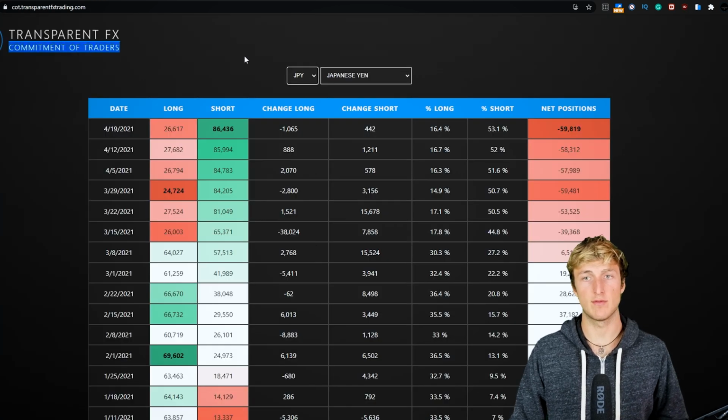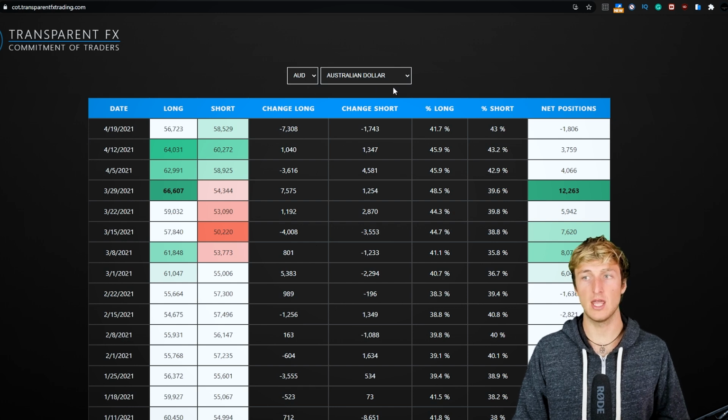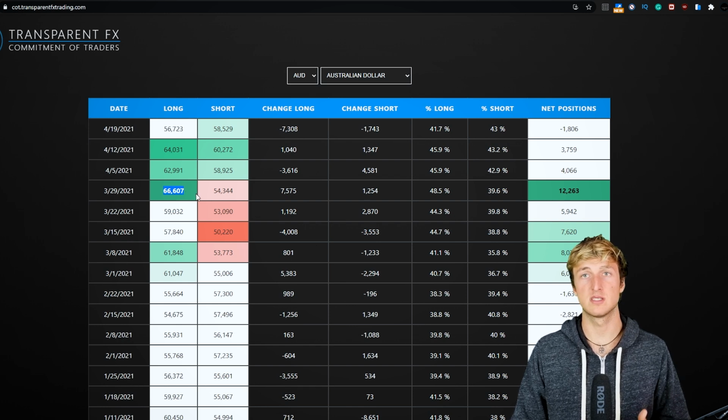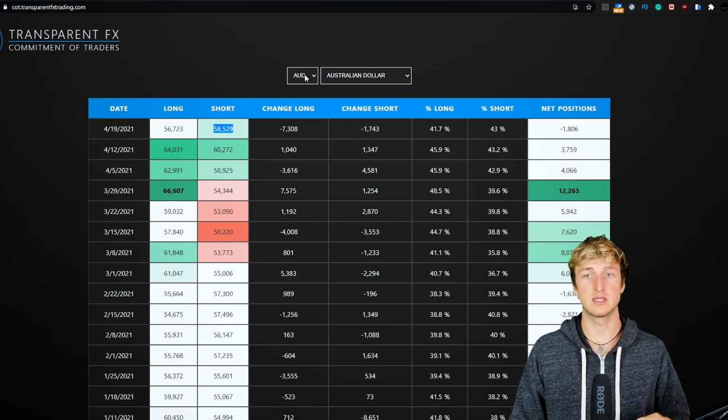Now, if we go and see what we have from a COT perspective, so commitment of traders, which is what hedge funds are currently doing in the market, what we can see is that on the AUD, net positions have been decreasing massively. In fact, we went from having 12.2k net positions all the way down to having minus 1.8k net positions with 58k shorts and 26k longs. In fact, long positions got decreased from an institutional perspective from 66.6k to 56.7k, and short positions got increased from 50.2k to 58.5k. So clearly, from an institutional perspective, the AUD is getting weaker.